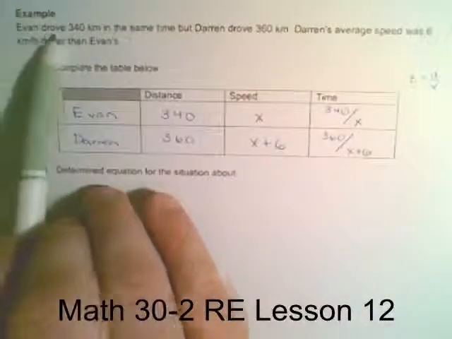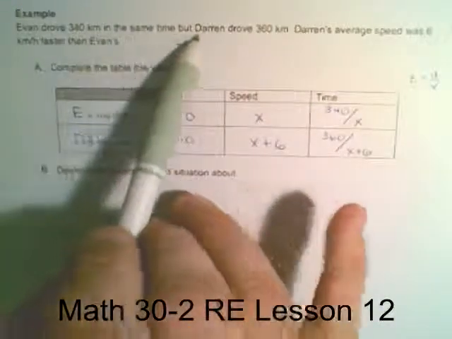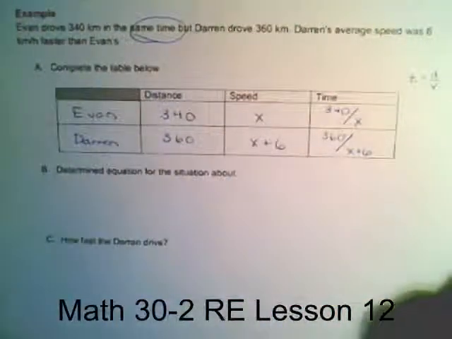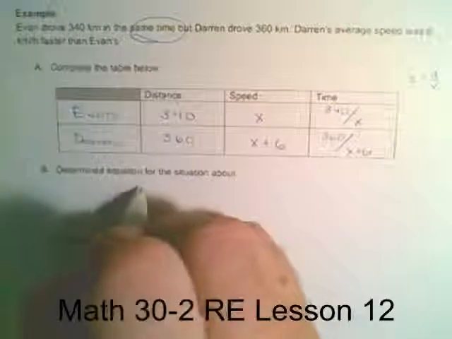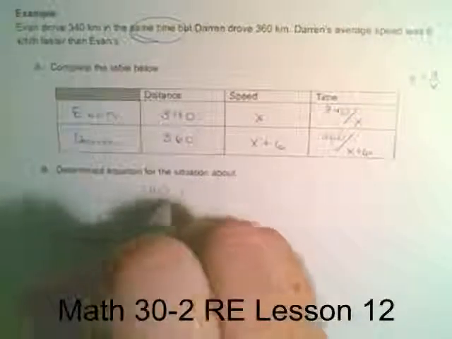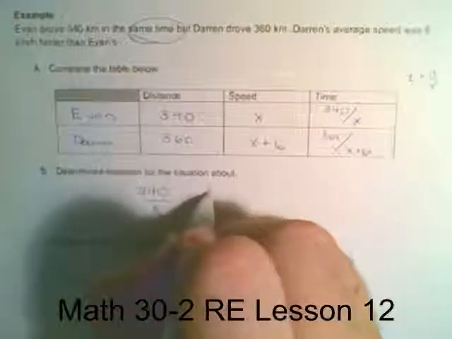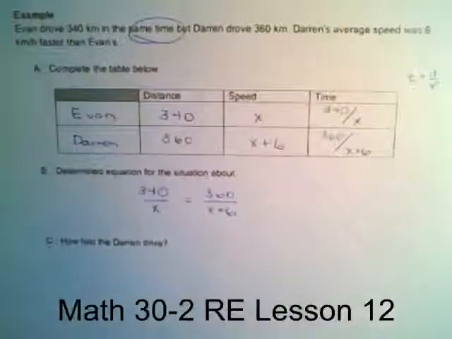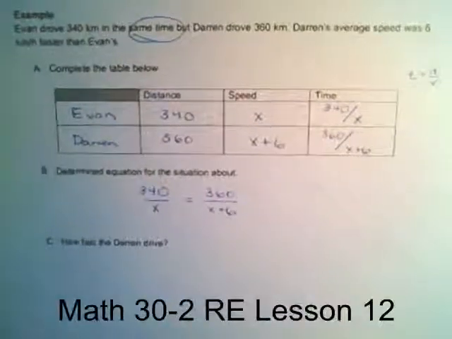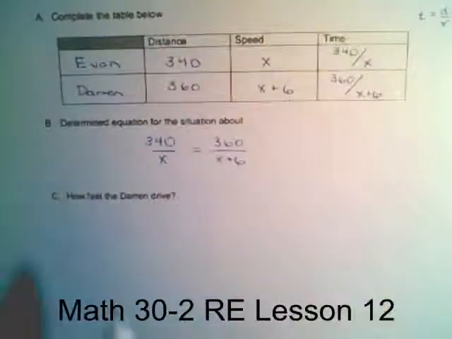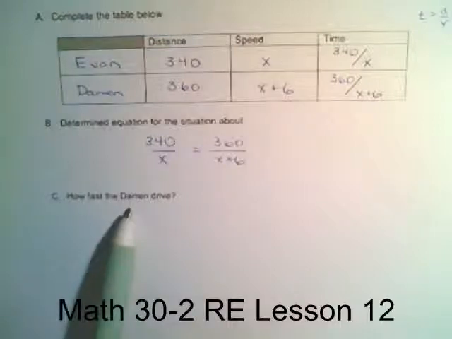I have to go back maybe and read it again. And that's where I go here. Evan drove 340 in the same time, so same time. So I know that the times are the same. So if the times are the same, I know that 340 over x has to equal 360 over x plus 6. There's my equation. So done, I've got the equation.